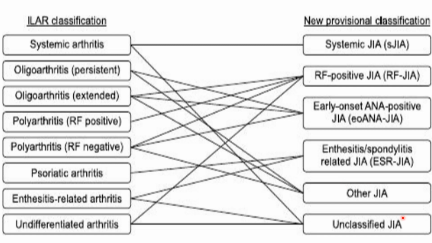So we have systemic JIA. We have RF positive JIA, or more accurately, serology positive JIA. So if the patient is not systemic, you will search for the rheumatoid factor and/or anti-CCP. If any one of them is positive, you will classify the case as RF positive JIA or serology positive JIA. If negative, you will jump to the third class, early onset ANA positive JIA.